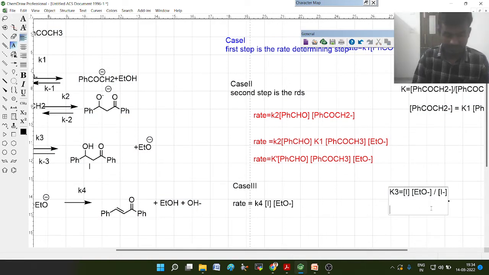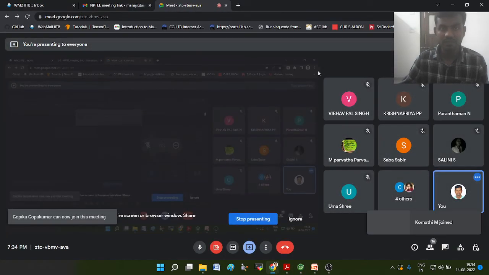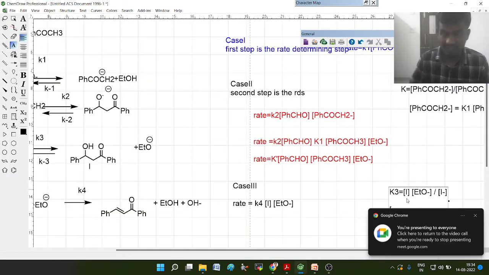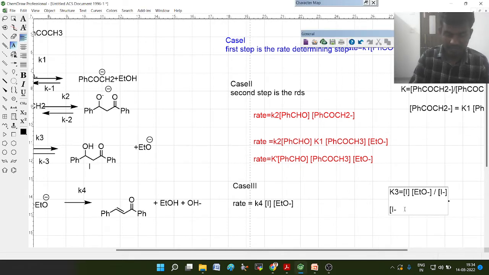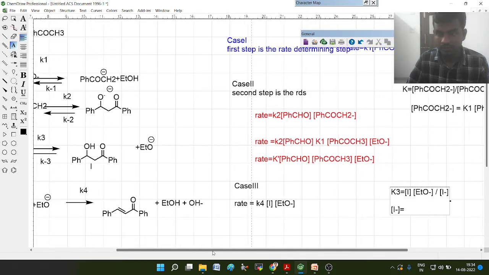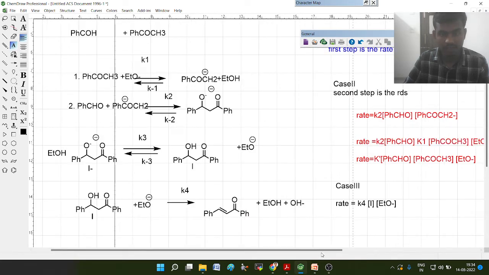Now let me write it here. I hope this is not too lengthy, but anyway, I thought to discuss it. The concentration of I minus will be, what will happen? In I, K3 will be. Let me check the equilibrium constant: I will be on top, and below it will be I into EtO minus, and then I into EtOH. Perfect.